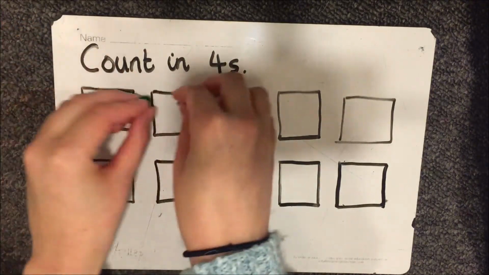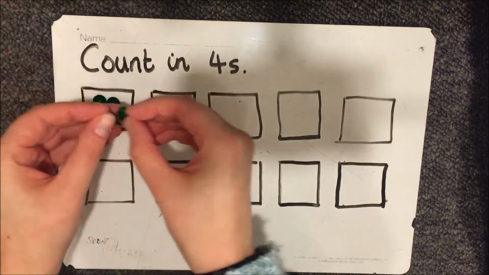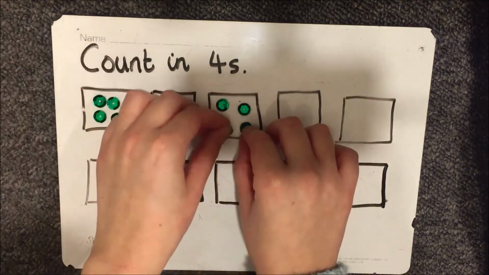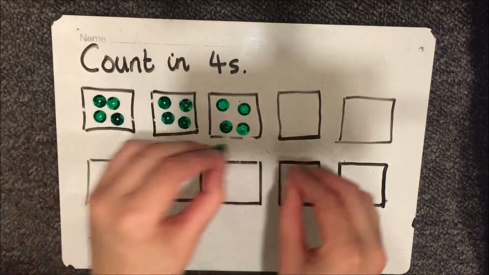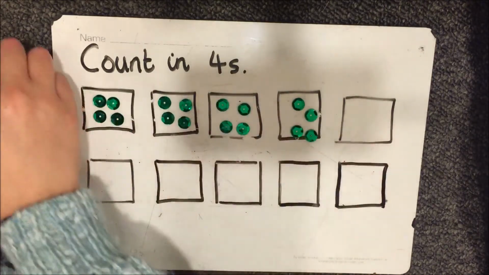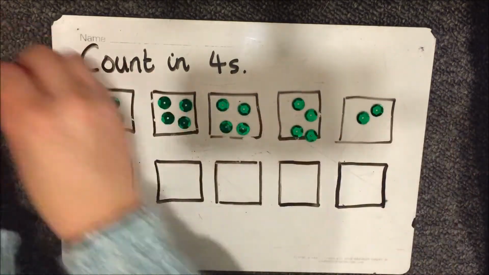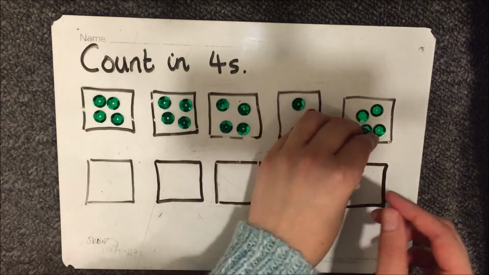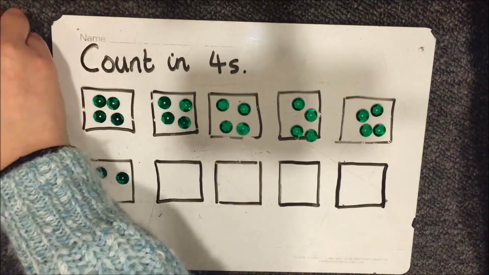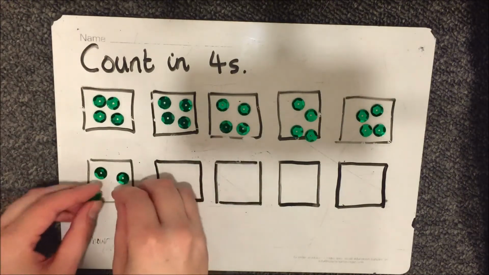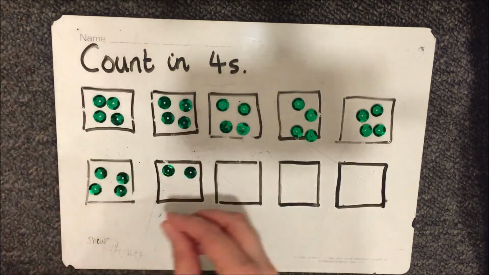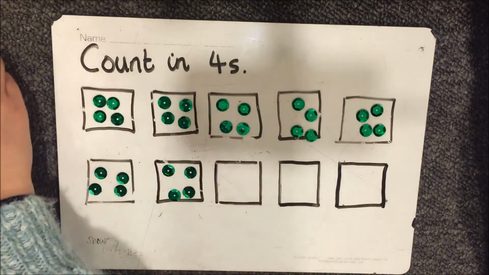4. What comes after 4? 8. Yep, after 8, 12, fantastic. After 12, 16, yep. After 16, 20. After 20, count on 4. 21, 22, 23, 24. Good job. Count on 4 after 24. 25, 26, 27, 28. You're doing really well. Good job. After 28, 29, 30, 31, 32 next.